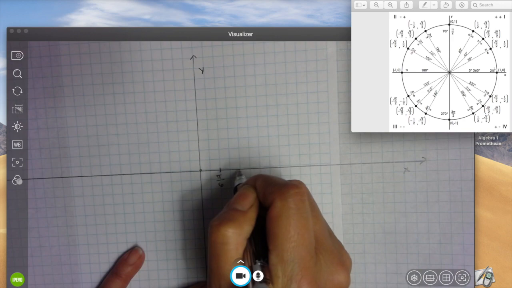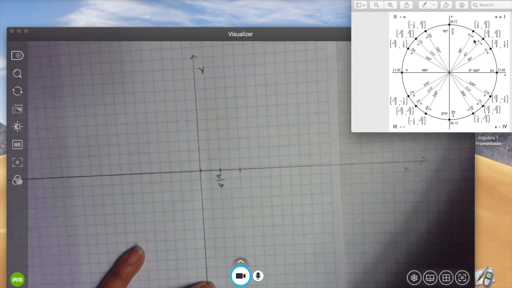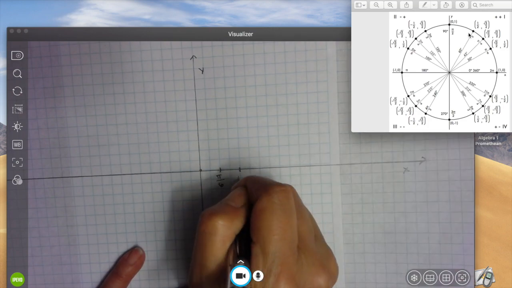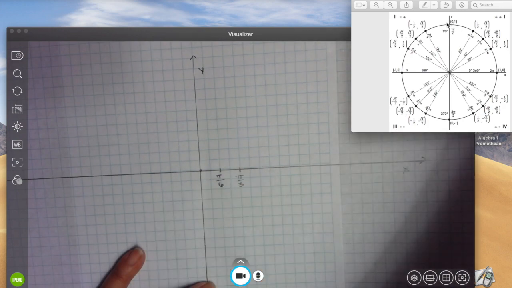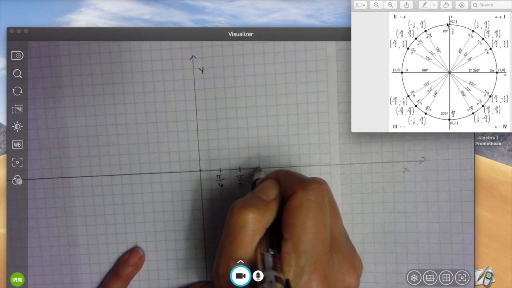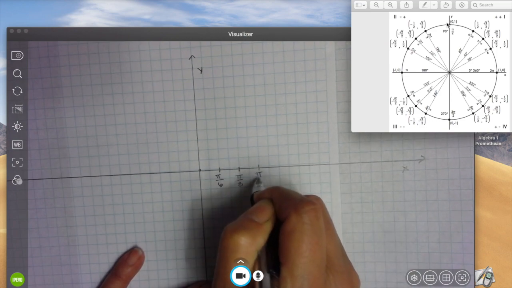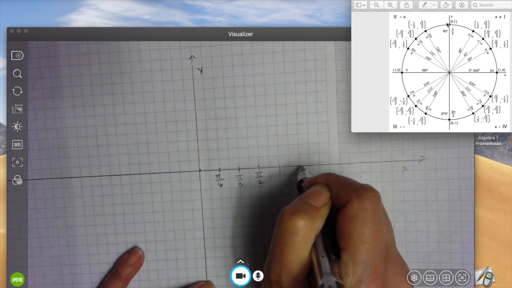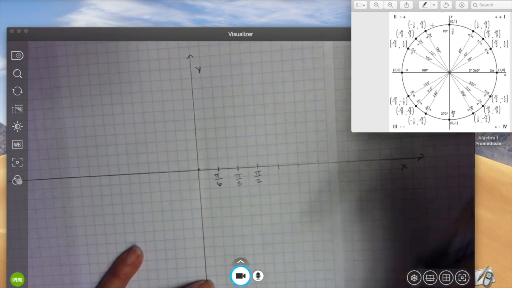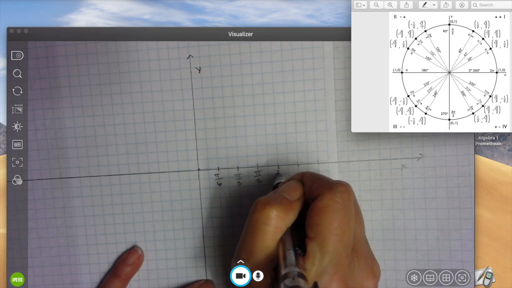We're going to go to the next one, which is 2 pi over 6. So here's 1 pi over 6, 2 pi over 6, which simplifies to pi over 3. We're going to move up to the next one. 3 pi over 6 right here. 3 pi over 6 simplified is going to be pi over 2. Let's do our marks here. Next one is going to be over here, 4 pi over 6, which is 2 pi over 3.